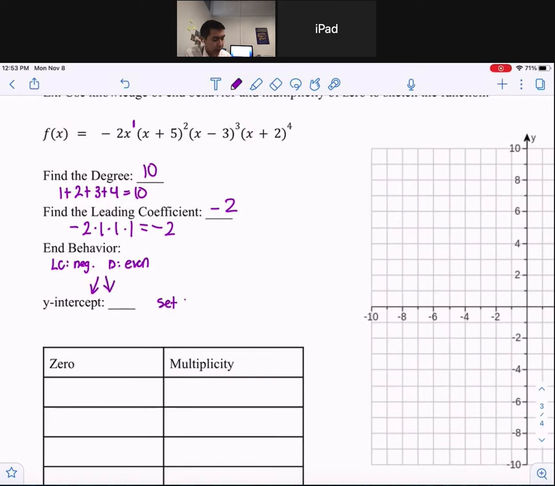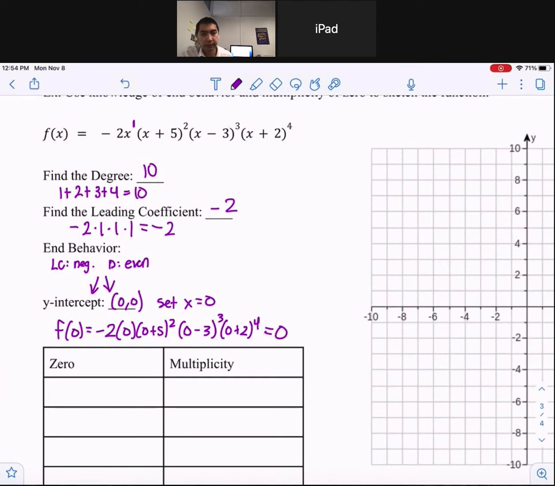And when you solve for the y-intercept, you set x equal to 0. But as you can see, when you plug in 0 for these x values, because you are multiplying by 0, 0 times all of this is going to be 0.